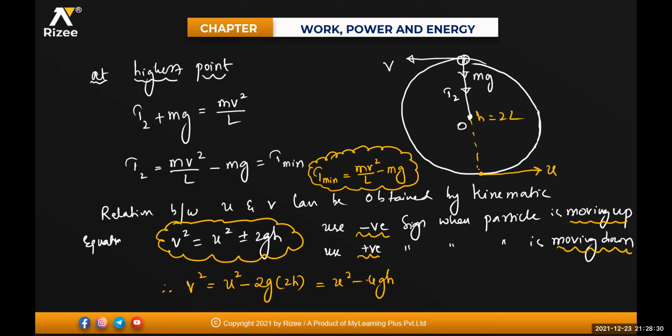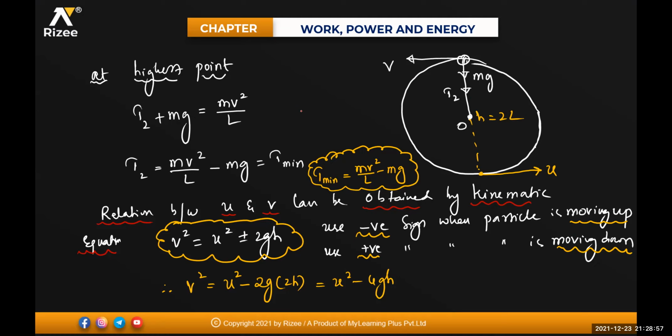The same way, at the highest point, T will be minimum, that is m v square divided by L minus mg. And see here, the relation between u and v can be obtained by the kinematic equation, that is v square is equal to u square plus or minus 2g into h. When to use the positive sign and when to use the negative sign? Negative sign when the particle is moving up and positive sign when the particle is moving in the downward direction.